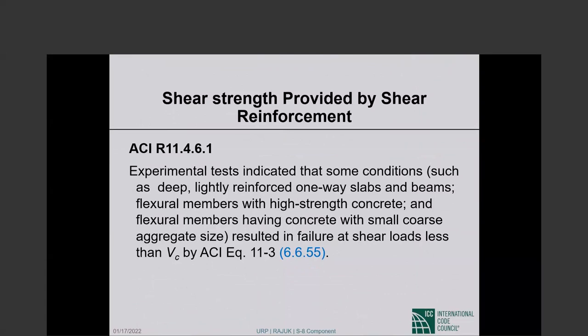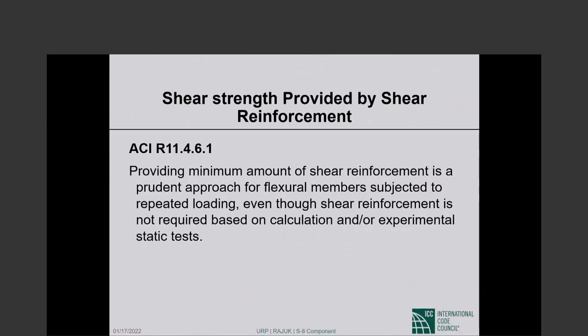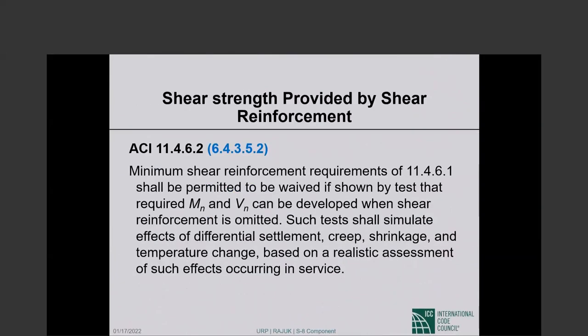Experimental tests indicated that some conditions, such as deep, lightly reinforced one-way slabs and beams, flexural members with high-strength concrete, and flexural members having concrete with small coarse aggregate size, resulted in failure at shear loads less than V sub c, and this is why most of the time we provide shear reinforcement as soon as V sub u exceeds 1/2 of phi V sub c. Providing minimum amount of shear reinforcement is a prudent approach for flexural members subjected to repeated loading, even though shear reinforcement is not required based on calculation and or experimental static tests.